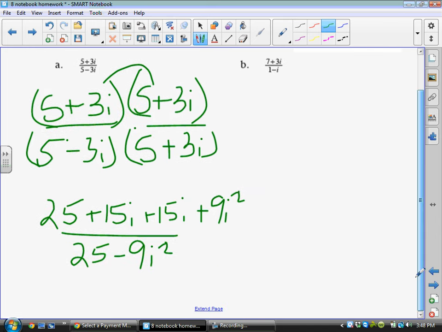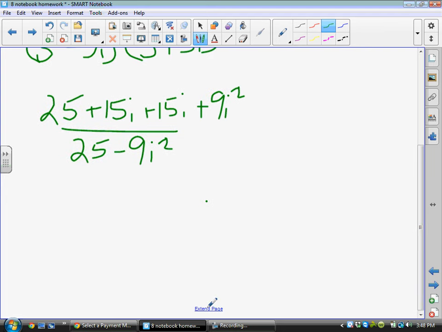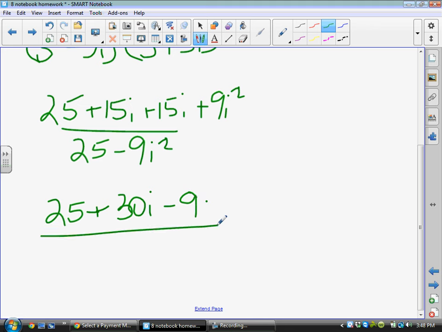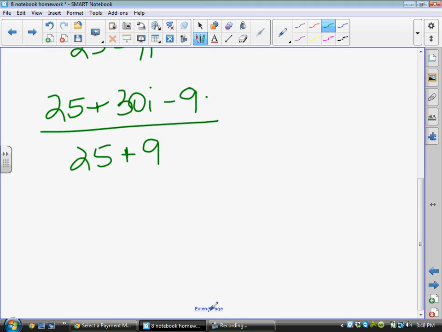Okay. So now I'm going to simplify these and combine my like terms, and get rid of any i squared that I have. So I have 25 plus really 30i, and I really have minus 9, since i squared is a negative number. Divided by 25 minus 9, well, since i squared is a negative number, this is really going to become a plus. So if I simplify this a little bit further, I'm going to end up having 16 plus 30i divided by 34.